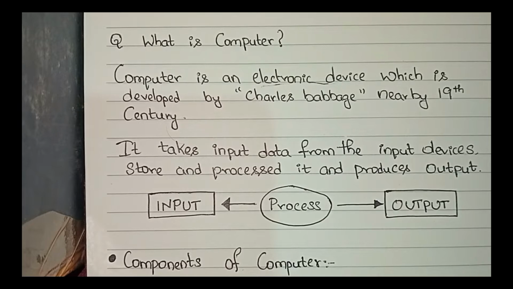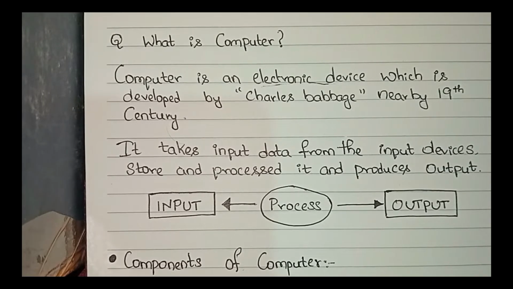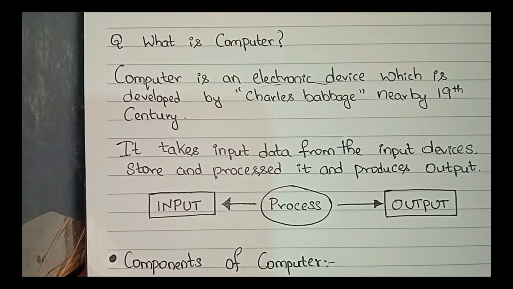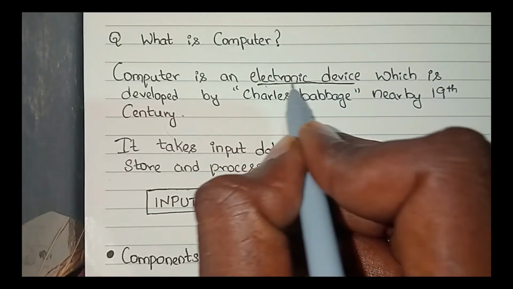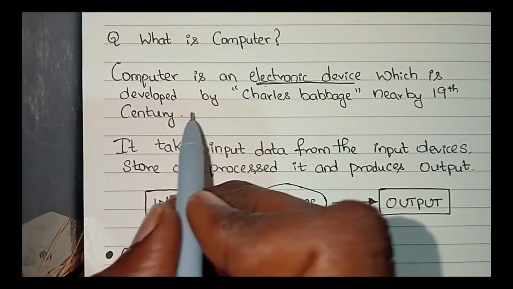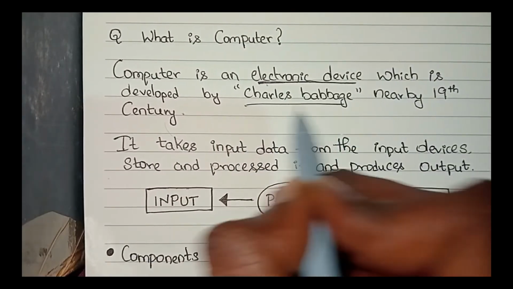Today we'll learn about what a computer is, the components of a computer, its characteristics, the full forms of some technical terms related to computers, and the generations of computers. Basically, a computer is an electronic device. As it is mentioned here, it is an electronic device developed by a scientist called Charles Babbage.